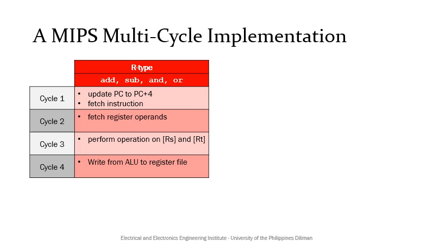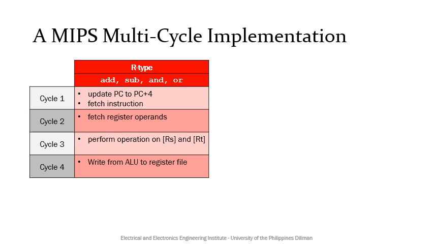Let's proceed with the construction of a possible MIPS multi-cycle data path implementation. To do this, we must first define how the instructions are divided into multiple clock cycles. For example, let's say we want to divide the R-type instructions add, sub, and OR into 4 clock cycles with the following tasks done per cycle.